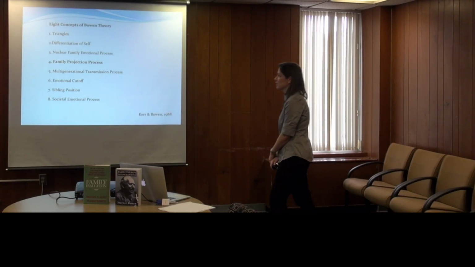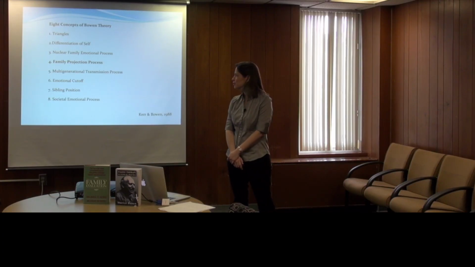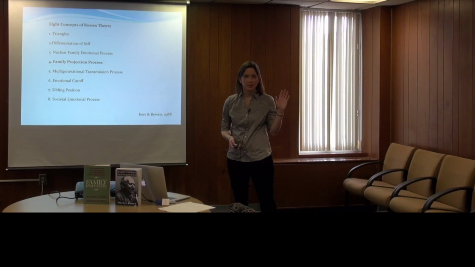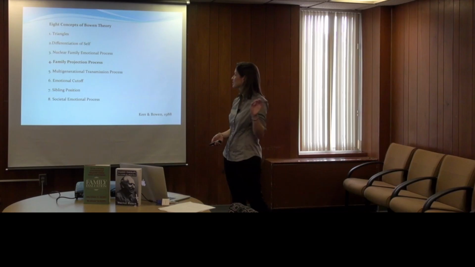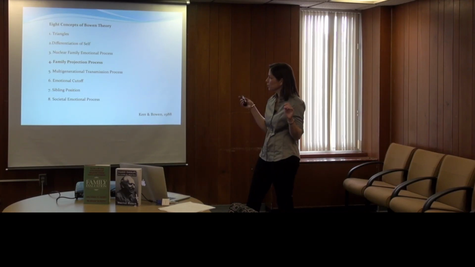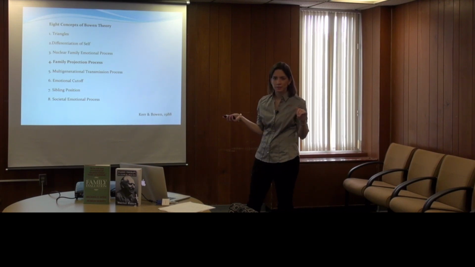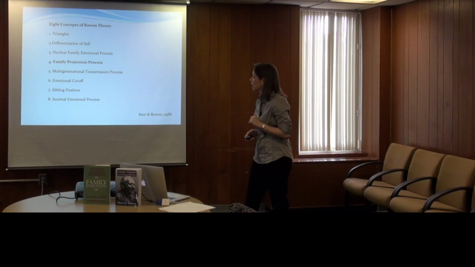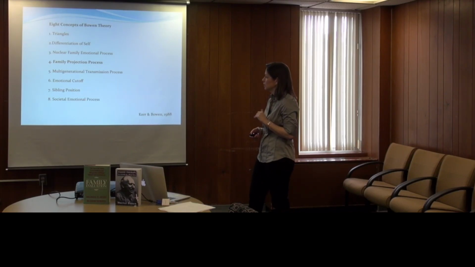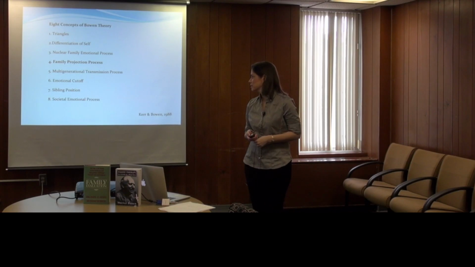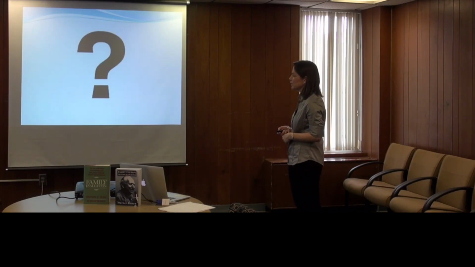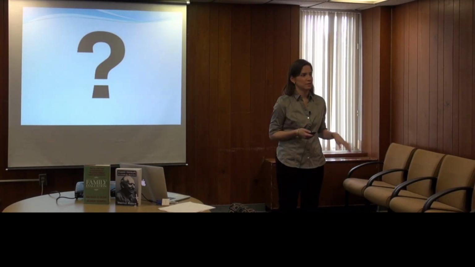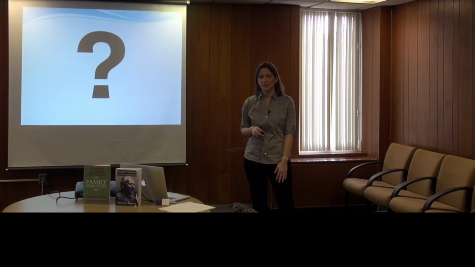Here we have the 8 concepts of Bowen Theory. Is anyone familiar? I'm sure some people are familiar with triangles, right? That's usually a pretty common concept. We're going to talk mostly today about family projection process. Triangles are part of that process, so we'll talk a little bit about that. And we'll talk a little bit about the nuclear family emotional process too. Any questions so far before we get into family projection process? No? Okay.